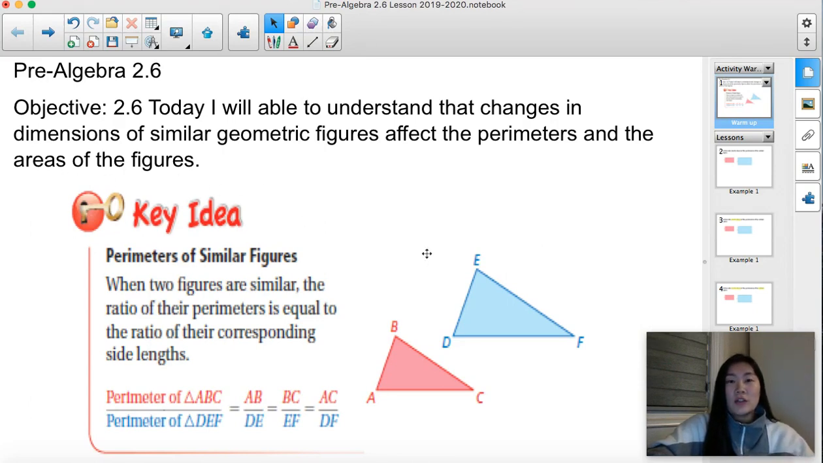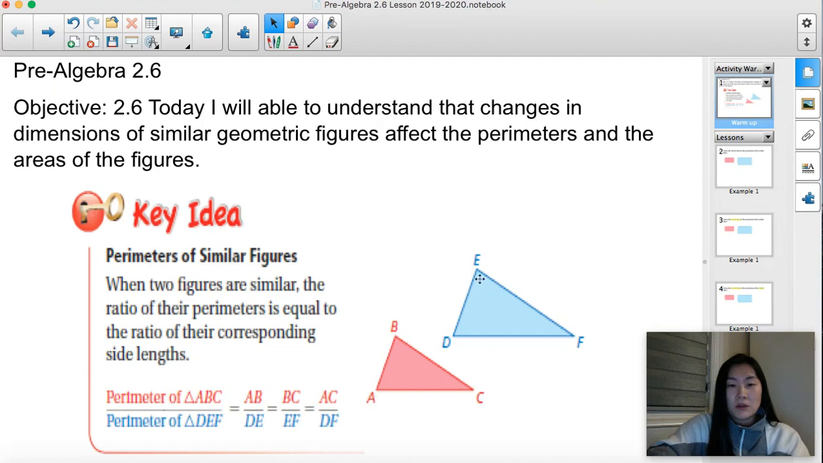So we're going to look at two different key ideas, very similar to one another. The first one is perimeter of similar figures. When two figures are similar, just like this one, the ratio of their perimeters is equal to the ratio of their corresponding side lengths. So when you look at this, the perimeters of these two figures, given that these two figures are similar, is equal to any of these ratios.